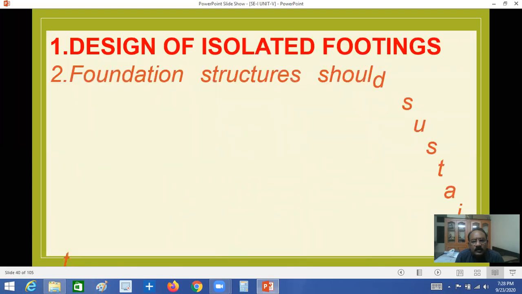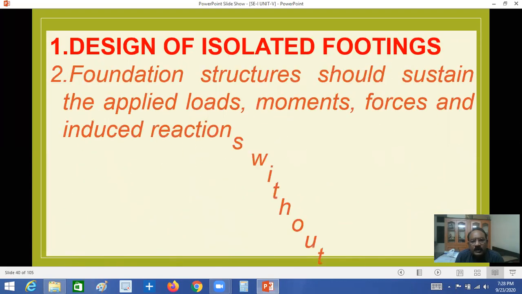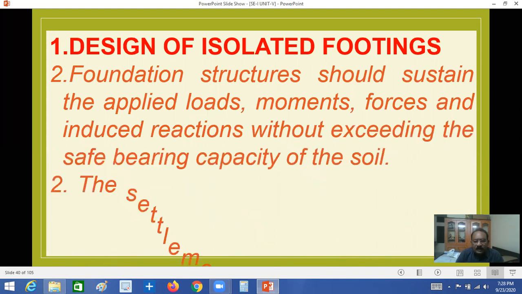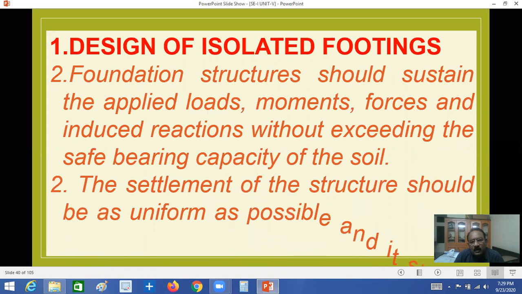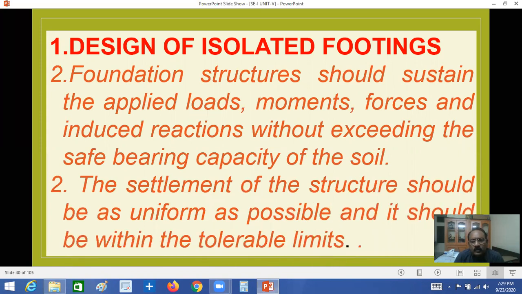Now, design of isolated footing. How to design isolated footings? Generally, as I explained, load is transferred from the top floor slab to the beams, beams to columns, columns to footings. Now, the foundation structure should sustain the applied loads, moments, forces, and induced reactions without exceeding the safe bearing capacity of the soil. So the foundation will retain all the loads which come from top to the bottom.